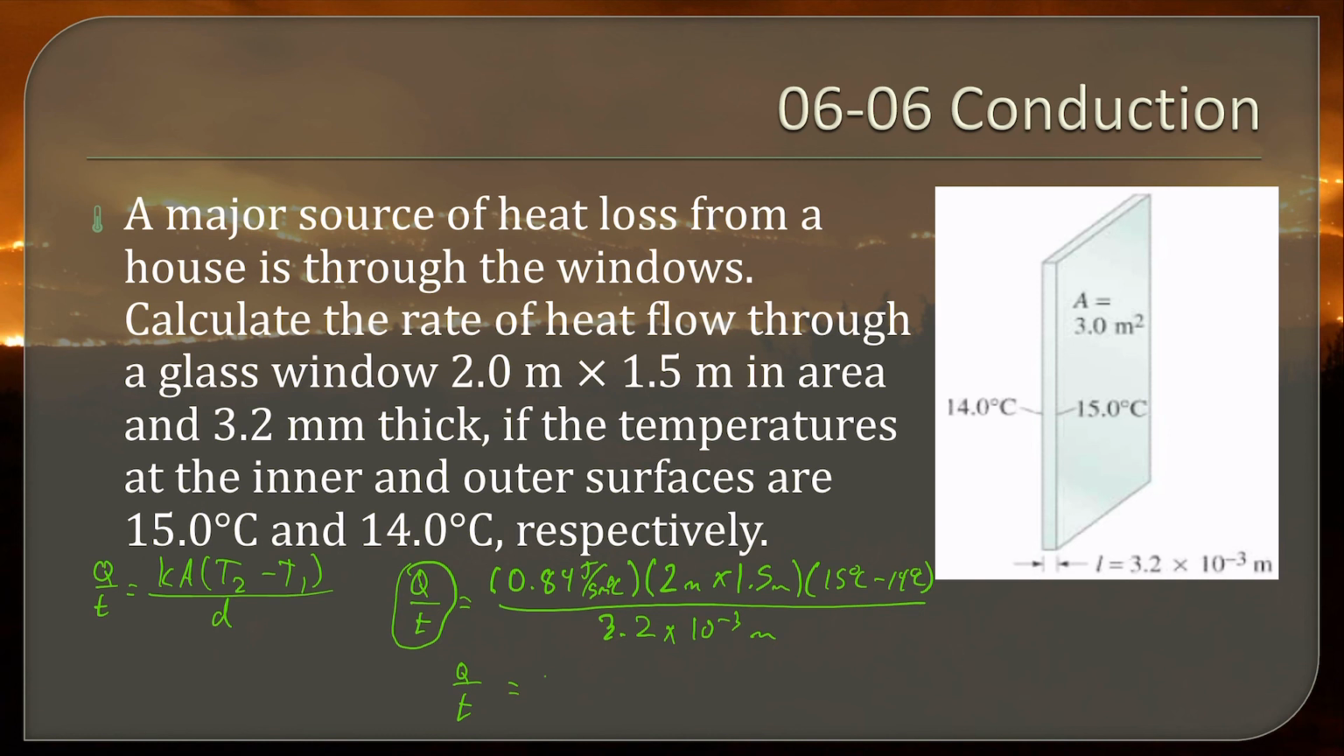Run that all through the calculator, you get 790 joules per second. So the heating system of your house has to produce 790 joules every second to keep your house warm just from the heat loss through that window.